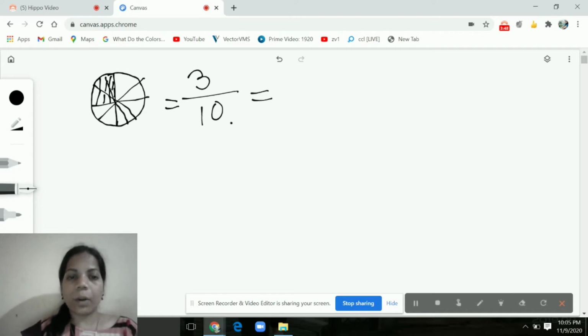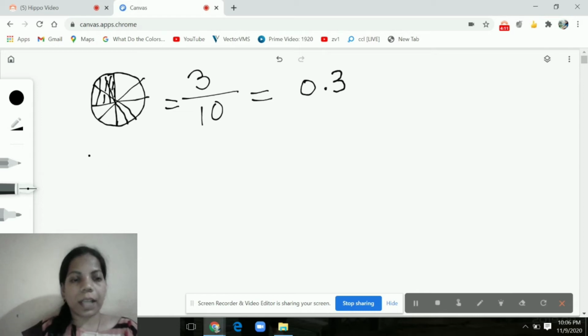Now we will write this number in decimal form. How? In the denominator, how many zeros are there? 1 zero, right? So what we will do? We will put a point. We call this point the decimal point. After one digit, we will put the point in the numerator.